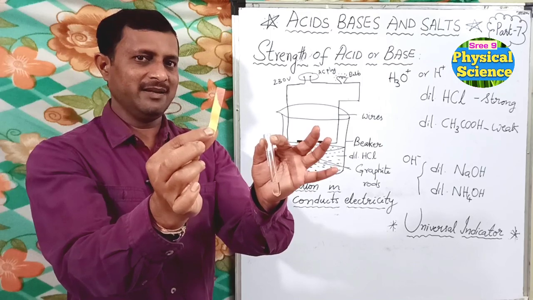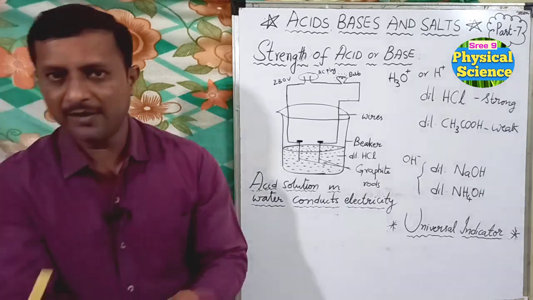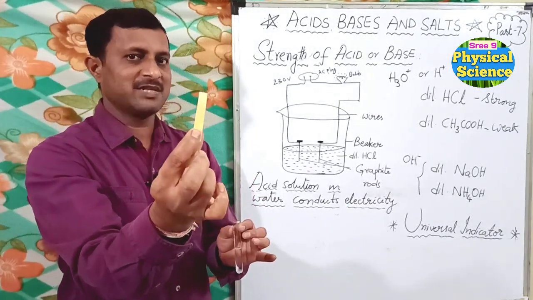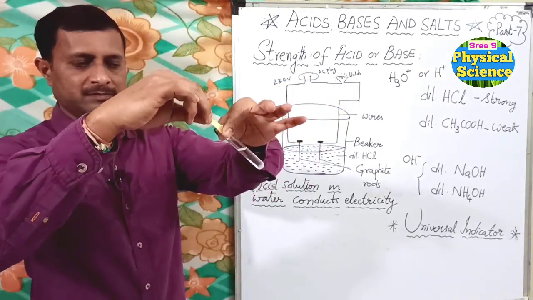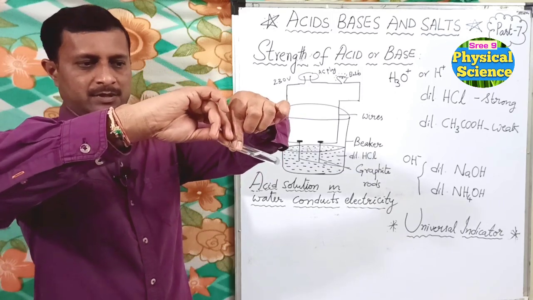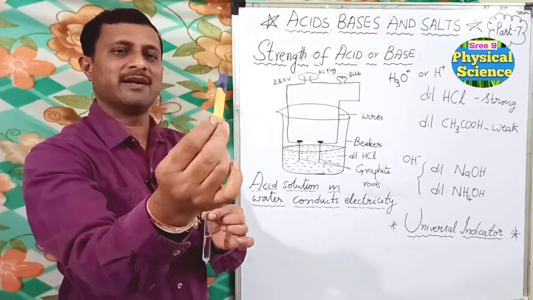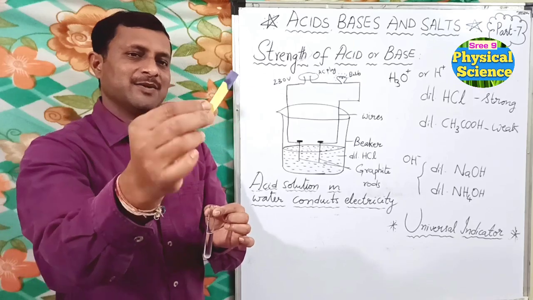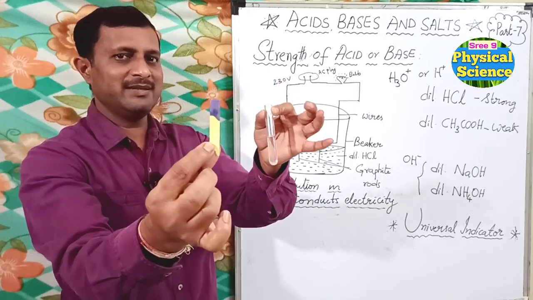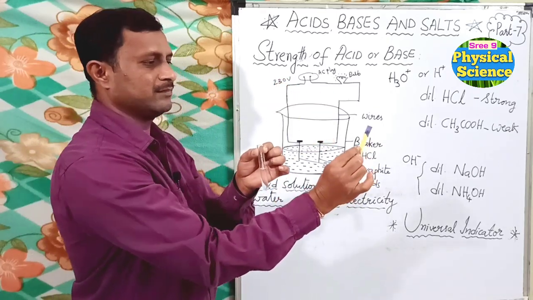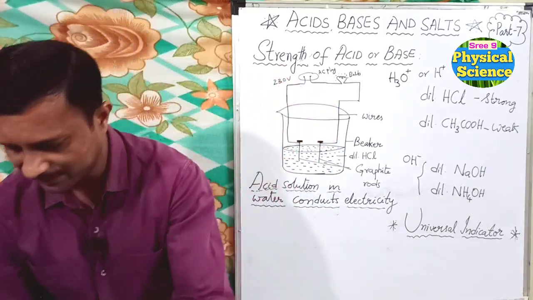Okay. Now let us see in base. Now I have taken a fresh universal indicator paper, litmus paper, and dipping in base. Let us see what color it changes. So here you can see which color is this? Yes, blue color, dark blue color, right? So it means that universal indicator litmus paper shows dark blue color in base solution, right?